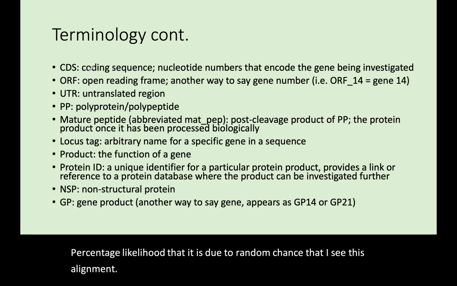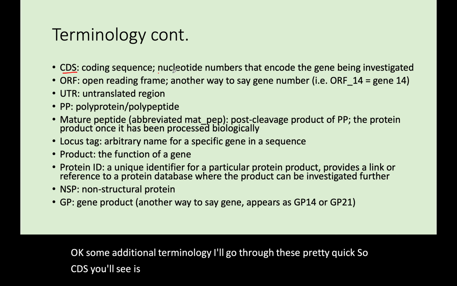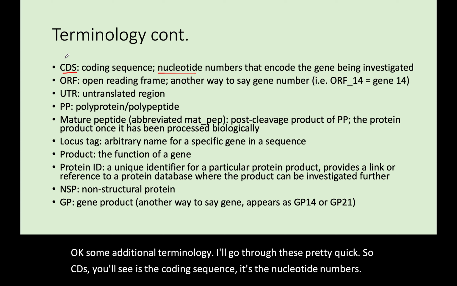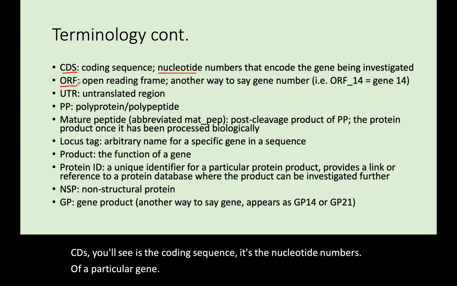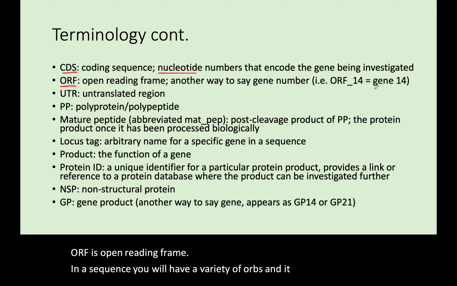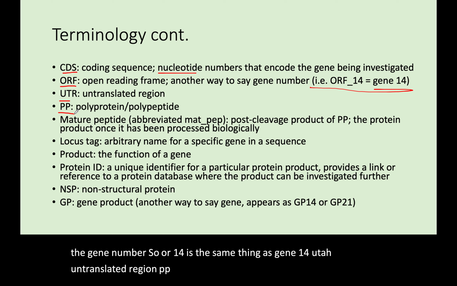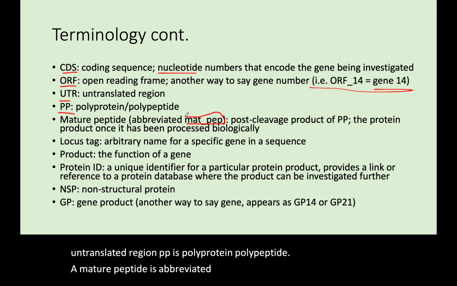Okay, some additional terminology. I'll go through these pretty quick. CDS is the coding sequence. It's the nucleotide numbers of a particular gene. ORF is open reading frame. In a sequence, you will have a variety of ORFs, and it just corresponds to the gene number. So ORF14 is the same thing as gene 14. UTR is untranslated region. PP is polyprotein or polypeptide. A mature peptide is abbreviated as MATPEP or MATpeptide. We'll see this in just a second.